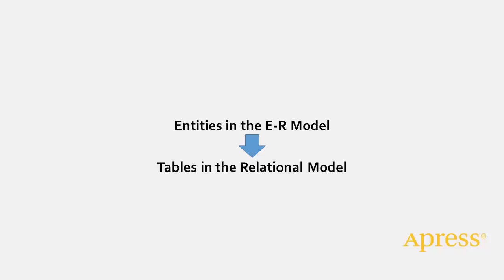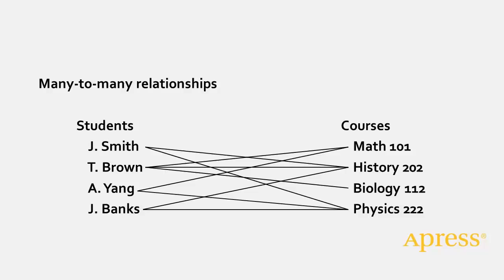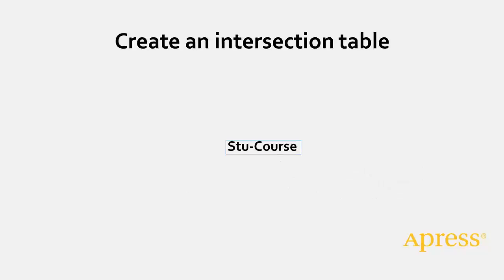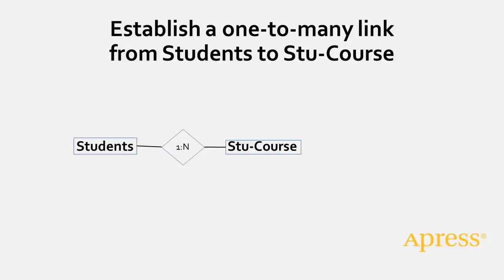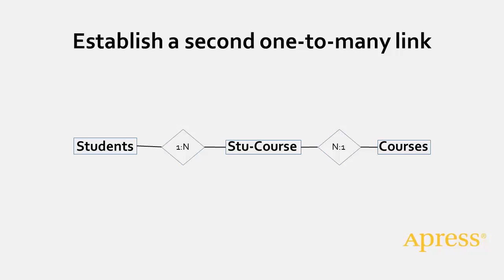Entities in the ER model are transformed into tables in the corresponding relational model. Consider the example of students and courses that we looked at in the previous segment. The first step is to create a new table named, for example, Stu Course. Then establish a one-to-many link from student to Stu Course, and a second one-to-many link from course to Stu Course. This eliminates the problems associated with the original many-to-many relationship.